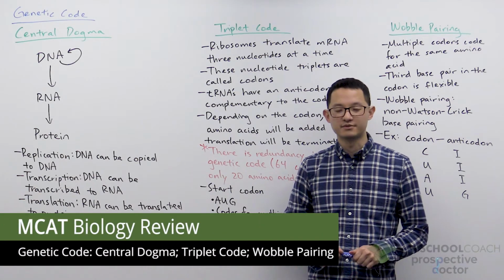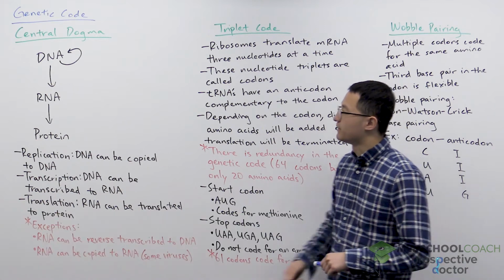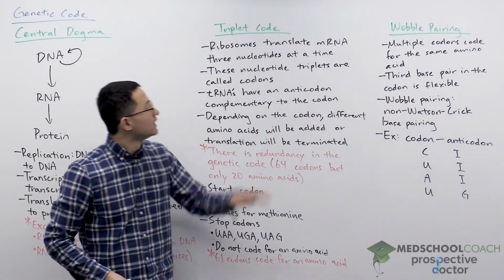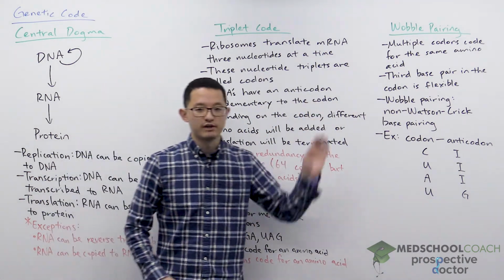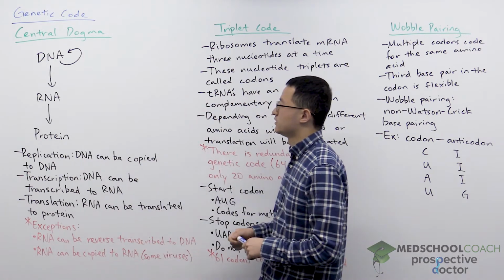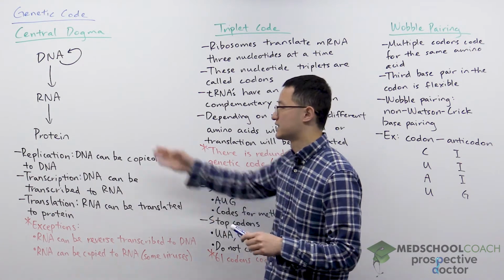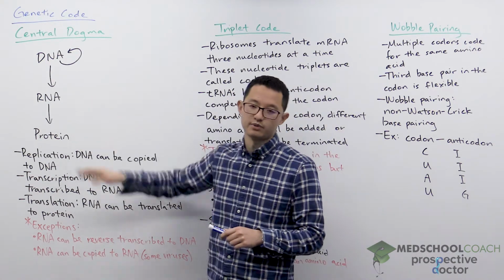In the next few videos, we're going to go over the genetic code. In this video, we're going to talk about the Central Dogma, the Triplet Code, as well as Wobble Pairing. Okay, so the Central Dogma of molecular biology. It's generally written as DNA to RNA to proteins.